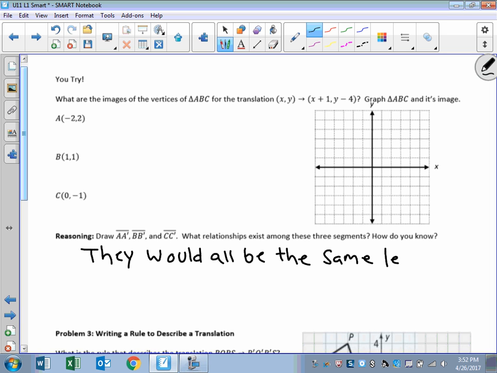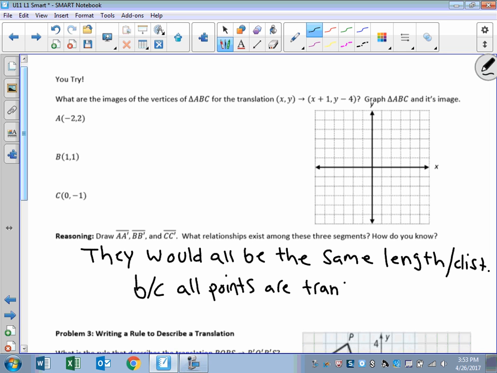How do I know that? Well, because when you do a translation, you translate every point by the same amount of units. So in the try-it, every shape will move to the right 1 and down 4. Okay, so because all points are translated the same, that's the reason.